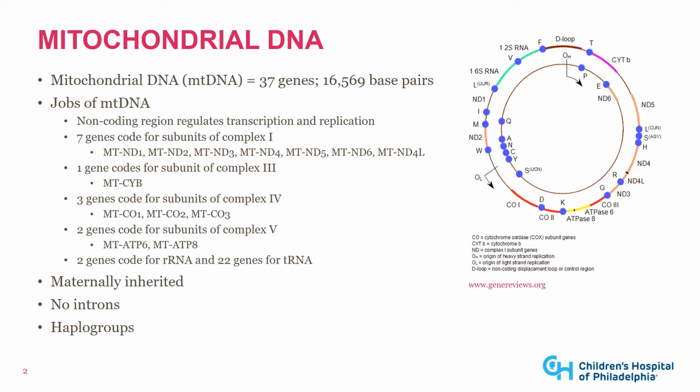There are no introns, so we don't have to worry about splicing as we do for nuclear DNA. And we also know that in mitochondrial DNA there is the presence of haplogroups. Haplogroups are sets of single nucleotide variants or small indels that cluster together to form these fixed groups, and they have ancient origins. They're associated with particular lineages as humans migrated around the globe.